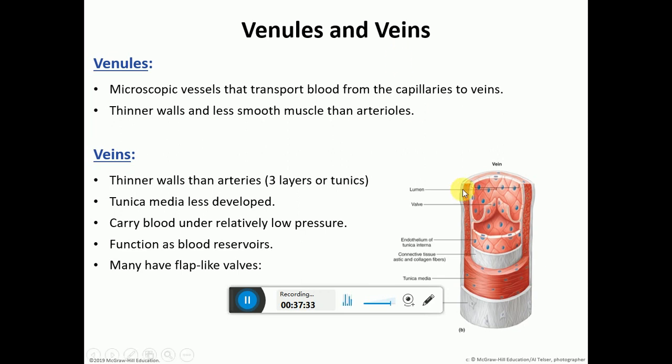Venules and veins. Venules are just smaller veins that take the blood from the capillaries to the bigger veins. And then we already talked about the three different layers of veins and the presence of valves, which is a structure found in veins, not found in arteries.